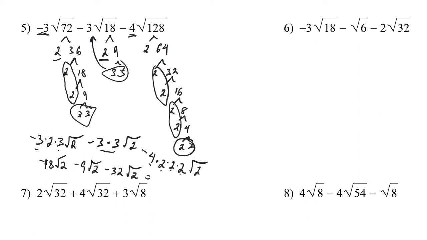Now since they all have a square root of 2, I can add all the coefficients together. So I have negative 18 plus a negative 9, and then plus a negative 32, and end up with 59. So we have negative 59 square root of 2.